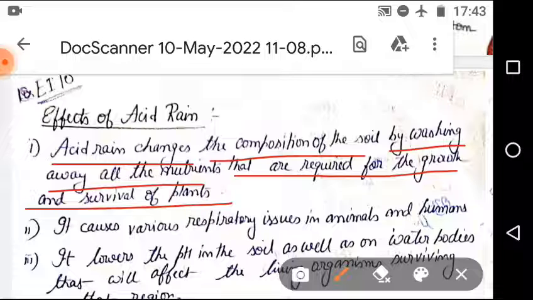So acid rain not only washes away nutrients, but due to the presence of acid it interacts with the various ions which are required for the plant to grow, and those ions are converted to another form which is impossible for the plants to absorb. Thus the plants become unable to absorb the nutrients from the soil.